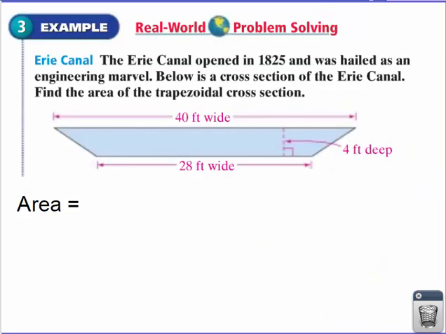One is a trapezoid. Okay, so this one's kind of a historical problem. It says the Erie Canal opened in 1825 and was hailed as an engineering marvel. Below is a cross-section of the Erie Canal. Find the area of the trapezoidal cross-section. Well, for a trapezoid, we have an interesting formula. It's the hardest one that we have, and it is B1 plus B2 times H, and I'm going to divide it by 2.